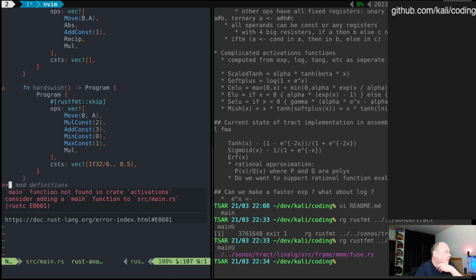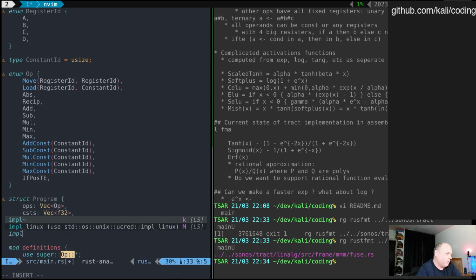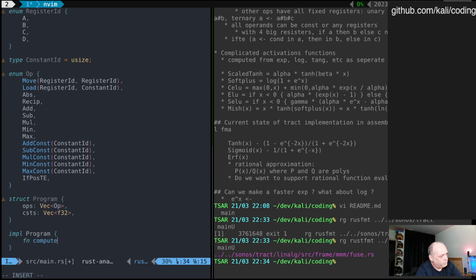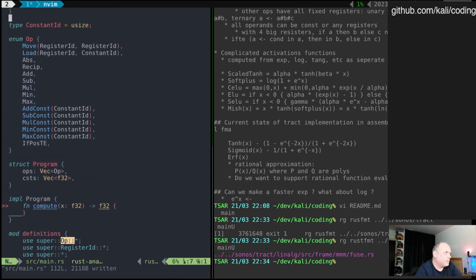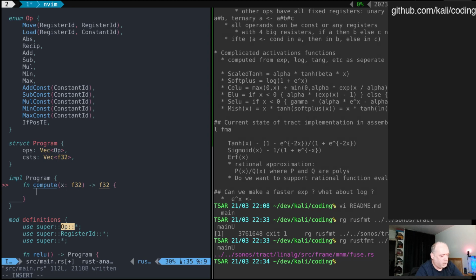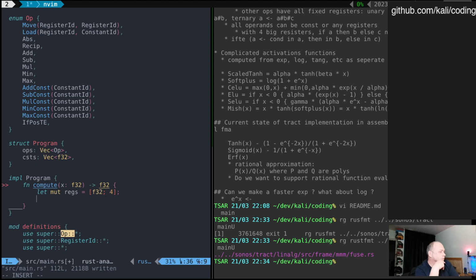I'm tempted to try to craft an interpreter now. So implement program, and I will have a version function compute, which will take x as f32 and return y as f32. And so I will need some registers, so A, B, C, and D. So that will be for f32. So let mut regs equals f32. So I'm doing a scalar implementation here, so no vectorization. I just want to check that the functions give the correct results.